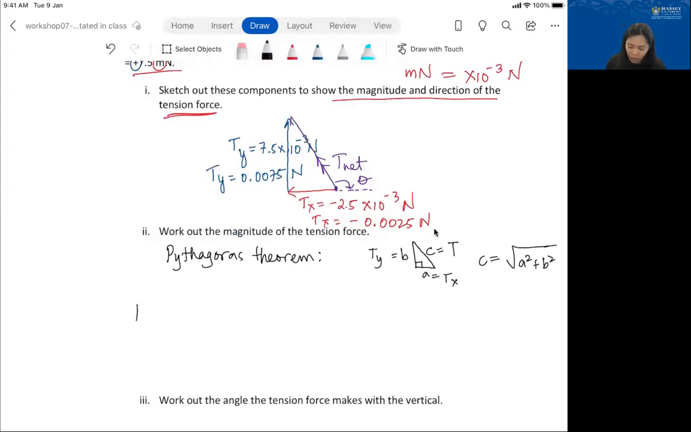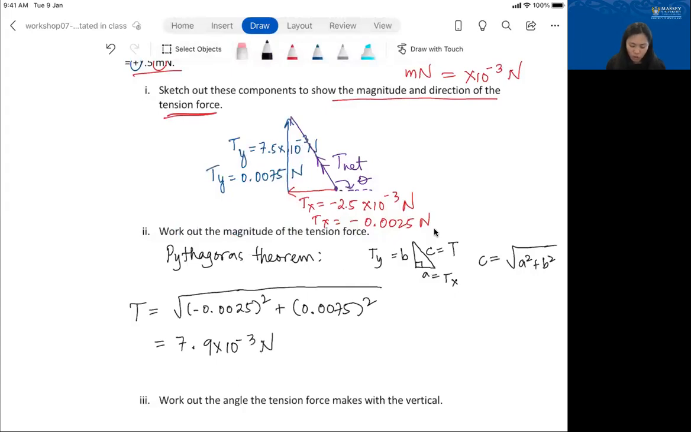So therefore, the tension force should be equal to the square root of x component. It doesn't matter whether you put the negative or not, because you're squaring anyway. The negative will disappear. Yeah. So get the square of the x component, square of the y component, add them all up, get the square root, and you should get 7.9 times 10 to the minus 3 newtons, or 0.0079 newtons.